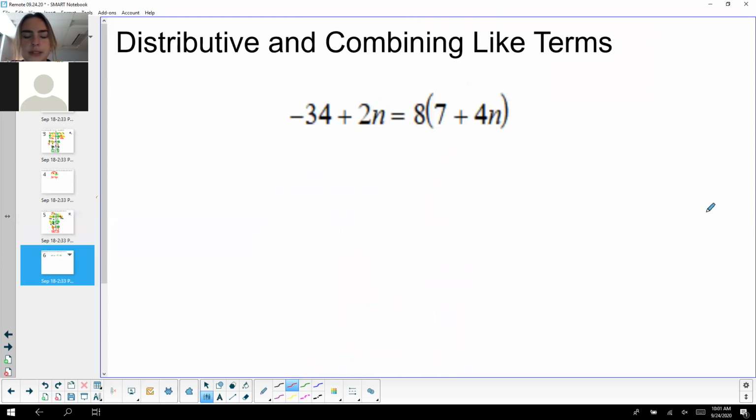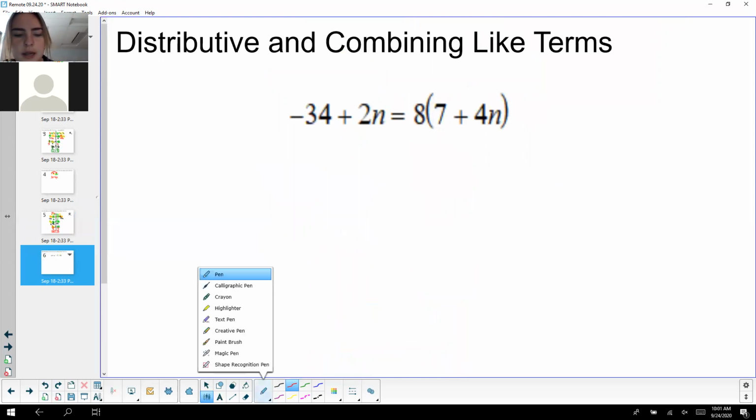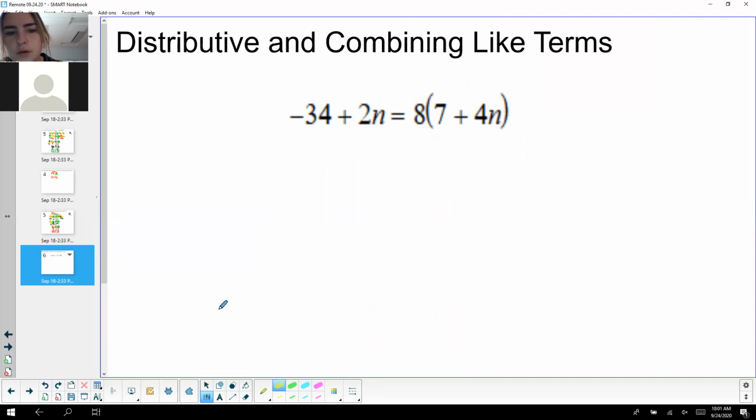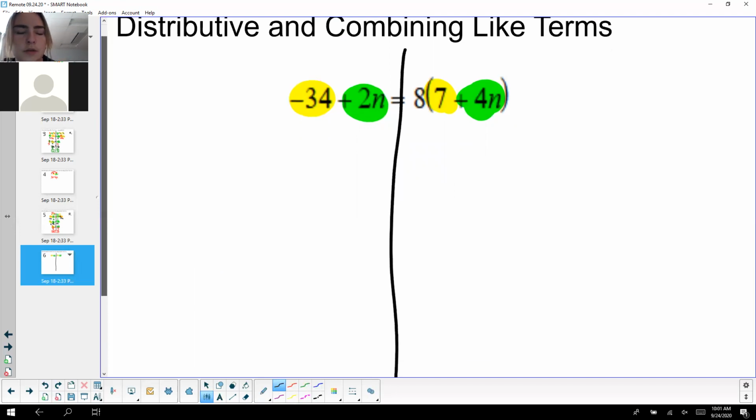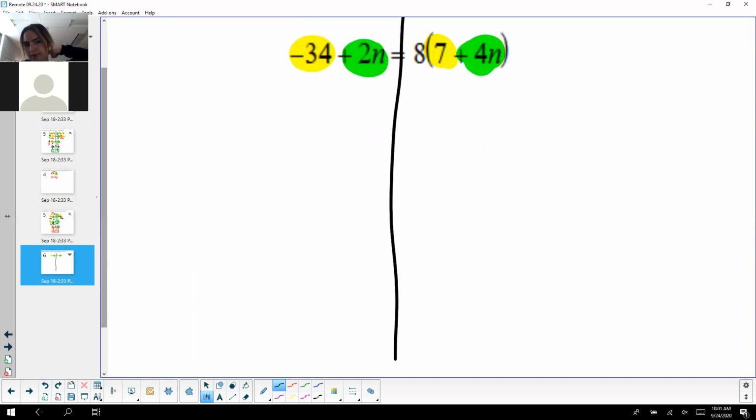All right, last one for today. We're going to go ahead and highlight our constants. So I've got 7 and 34. I'm going to highlight my variable terms, 2n and 4n. And I'm not highlighting that 8 because I've got to distribute that. So let's go ahead and get this one written down.